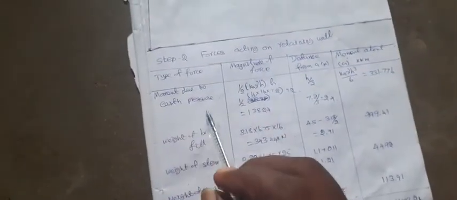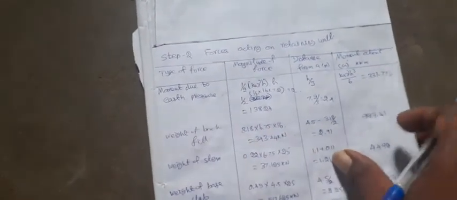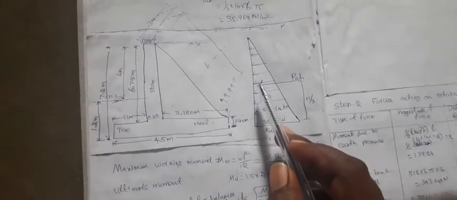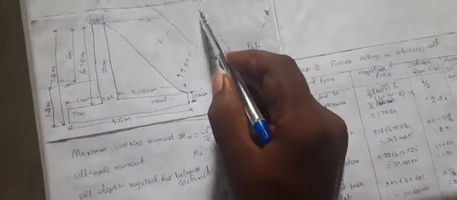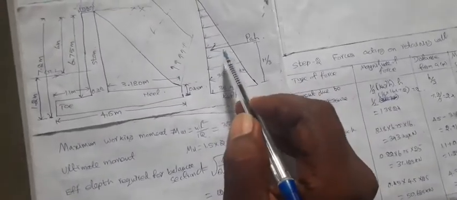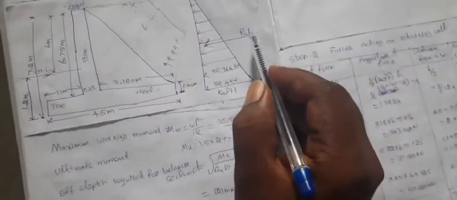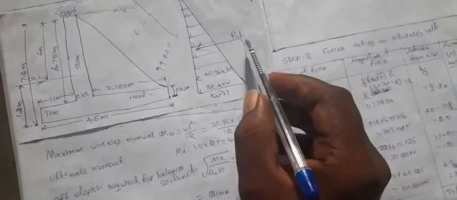So the first one is the moment due to earth pressure. Earth pressure is nothing but the pressure caused by the earth filling. So its value varies from 0 to Ka gamma h. This triangular portion gives some force that is called PAH, and PAH acts at a distance of h by 3.